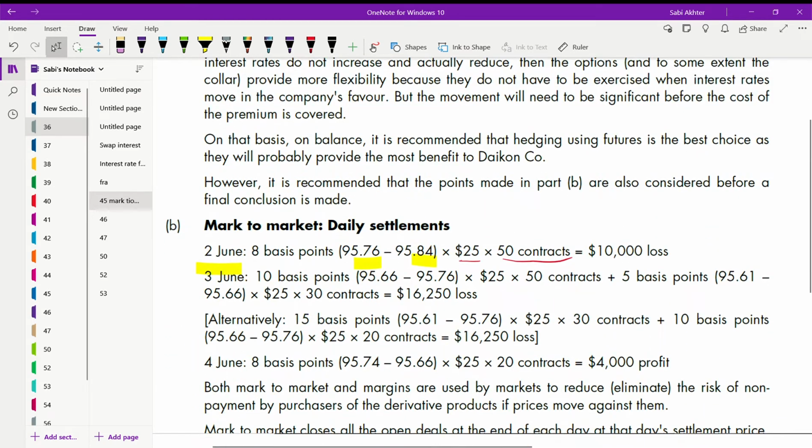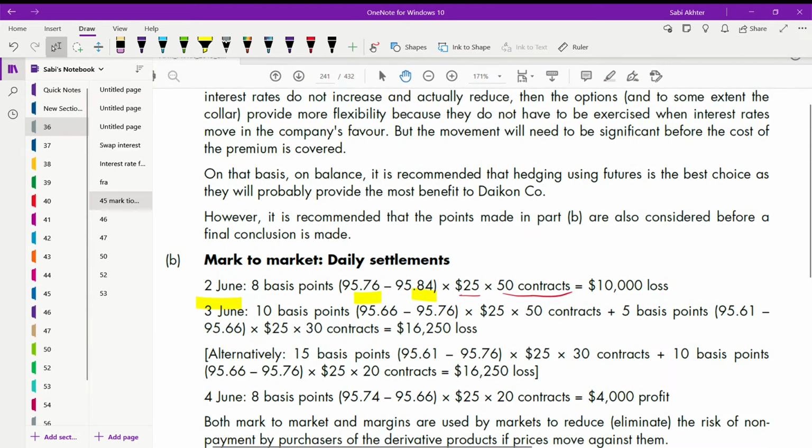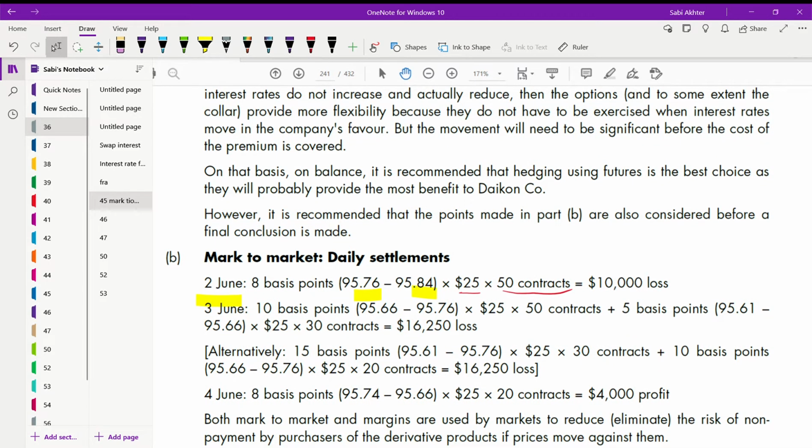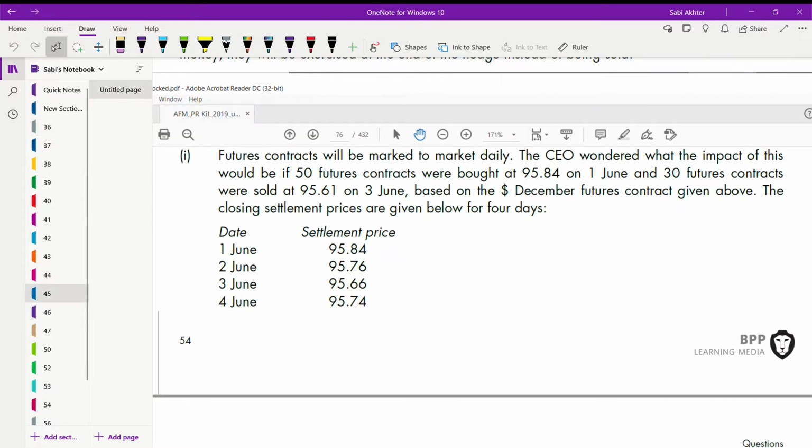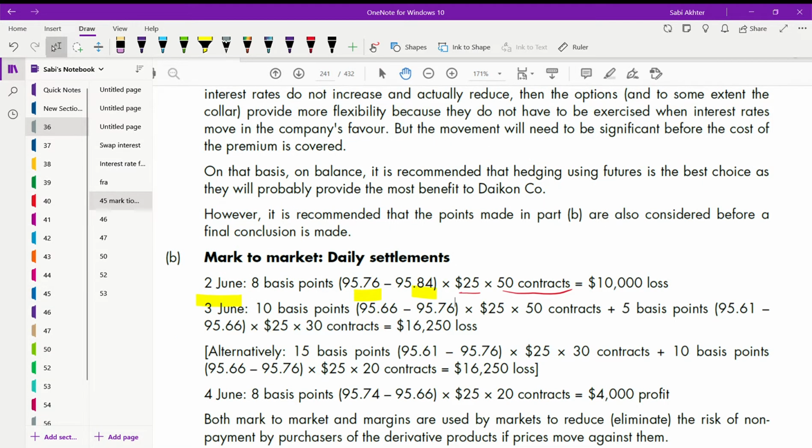Okay, so to know that, let us go to 45. The question says 50 bought at this date and the future was sold on 3rd June at 95.61. So on 3rd June they are selling it. So before 3rd June, on 2nd June, that means we are buying.